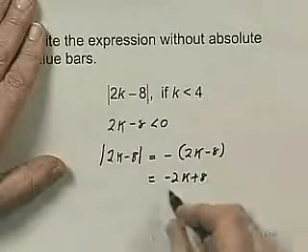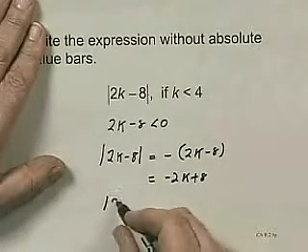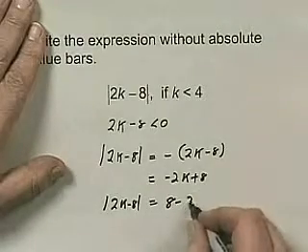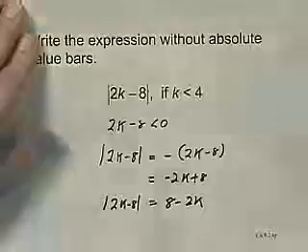Plus 8, or the absolute value of 2k minus 8 can be written as 8 minus 2k. There are some properties of absolute value that you should be able to use. Let's look at these properties now.